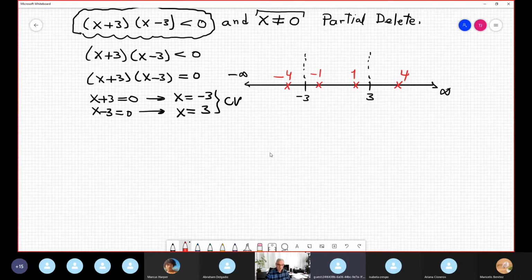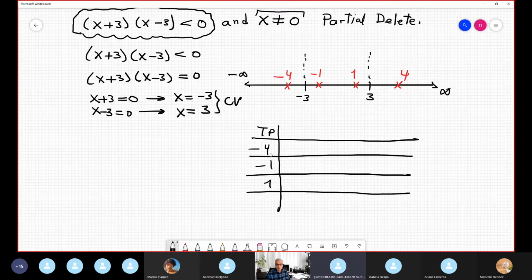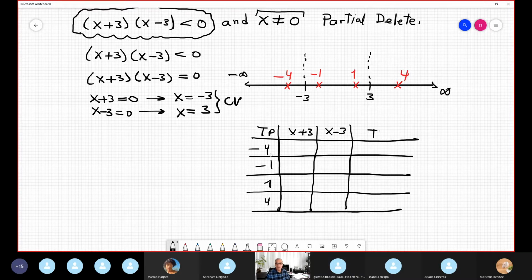Okay, entonces now I create my table, TP. Get 4. Negative 1. 1. And 4. And the factors are x plus 3, x minus 3, and total. Only 2 factors.